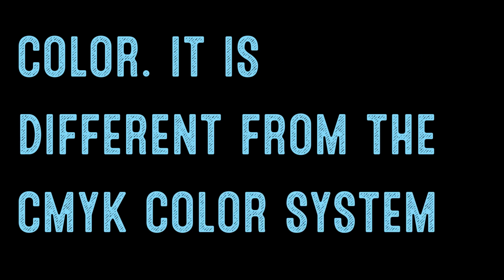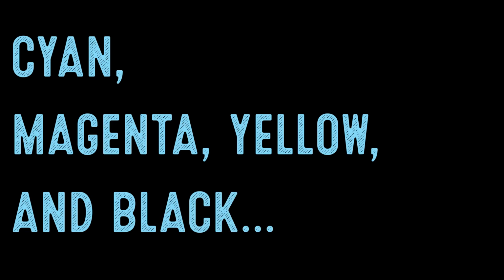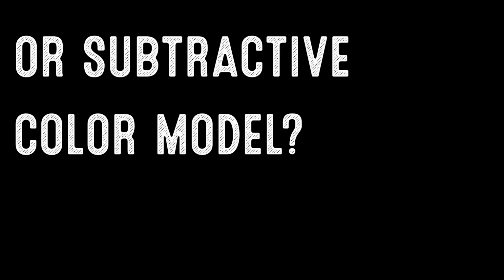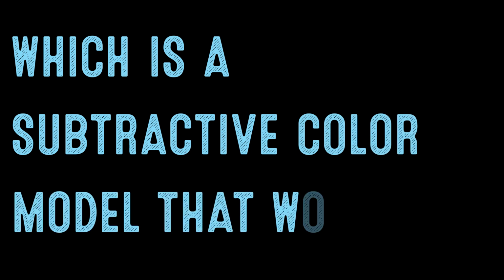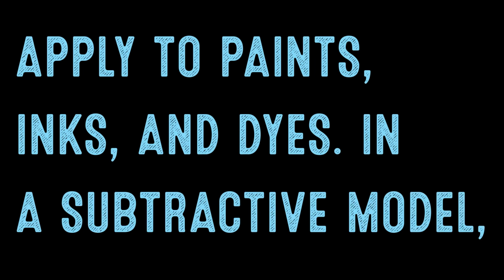It is different from the CMYK color system that is used for print that represents cyan, magenta, yellow, and black. Is the CMYK color system an additive or subtractive color model? It is a subtractive color model that would apply to paints, inks, and dyes. In a subtractive model, the resultant color depends on the way a substrate reflects the light.